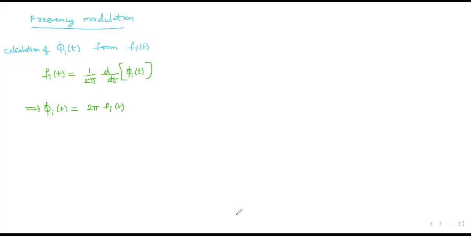Let me take one more step back. From this, I can write d by dt of phi i of t as 2 pi into fi of t. So all that I have done was I just took this 2 pi to the left hand side.